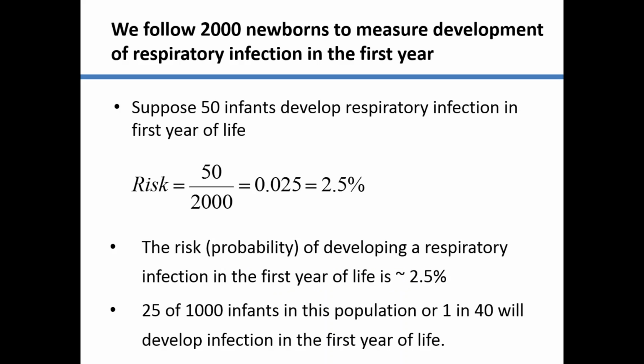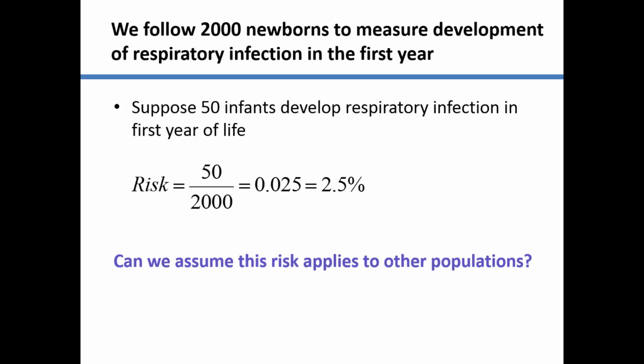Here's another example. Following 2,000 newborns, 50 get the outcome. The risk is 2.5%, 1 out of 40, or 2.5%. So this is something to look over later. It's the same example that I just gave you, but maybe a little more complicated, though not really.